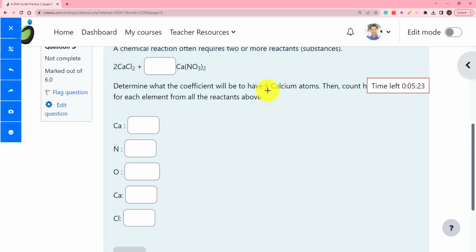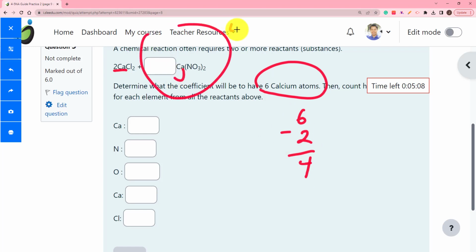All right, if you're working, go straight to number 9. For number 9, it's actually pretty straightforward. We have 6 calcium right there, right? So over here, we have 2 calcium already. So 6 minus 2 gives you 4 calcium. The total 4 must be coming from here. So 1 times what number will give us 4? The answer is 4. There you go.